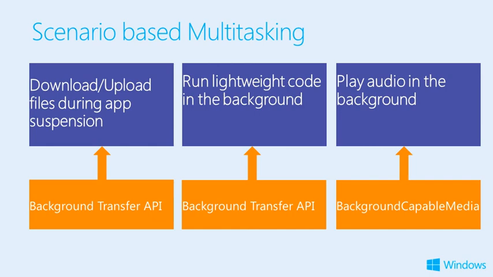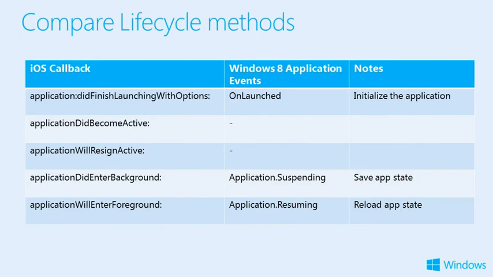The third one is to play audio in the background. The Media Element control has integrated this capability. You just need to enable the capability by setting the audio category to background capable media. The following table provides a mapping between iOS callbacks or delegates and Windows Store app events related to the application lifecycle.